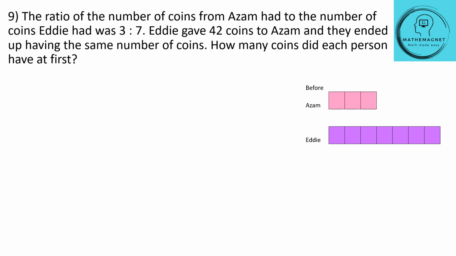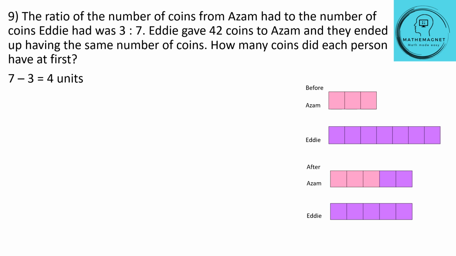So the before model looks like this. The after model will look in such a way that 2 units from Eddie has moved to Azam. Now these 2 units are equal to 42 coins. So 1 unit will be 42 divided by 2, which is equal to 21.